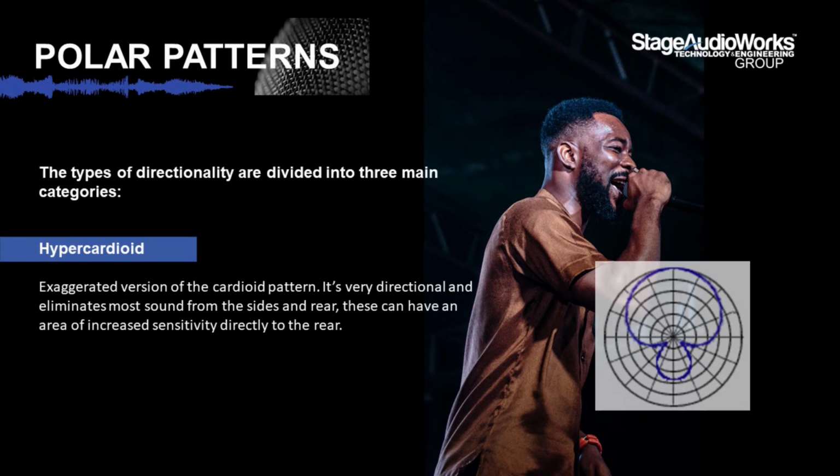Hypercardioid is an exaggerated version of the cardioid pattern, very directional. You can see it eliminates quite a bit more from the sides. It can have increased sensitivity directly to the rear, and you'll often see hypercardioids being called shotgun mics as well. Those are very directional with a lot of rejection from anywhere other than where you are pointing the microphone itself.